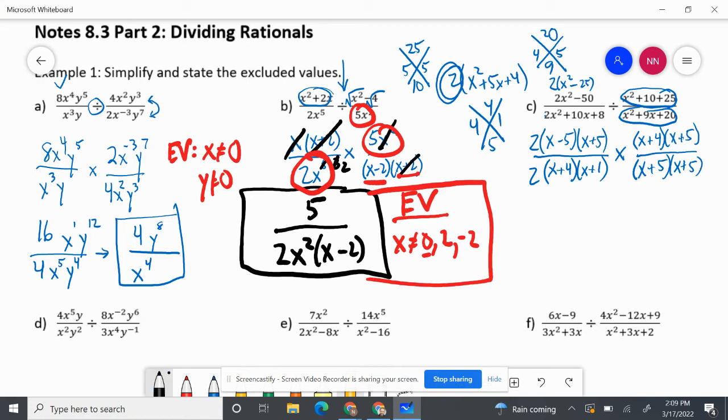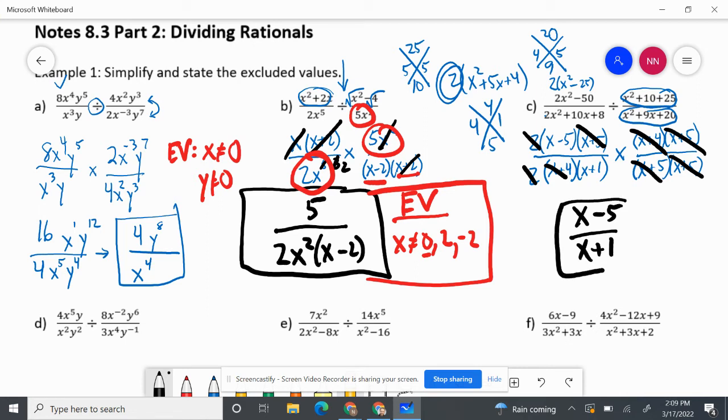What we're going to do next is cancel. We see that the x plus 5s, the x plus 5s again, the x plus 4s, and the 2s cancel. So our answer is x minus 5 over x plus 1. Now, excluded values. What gives us 0 in the denominator?